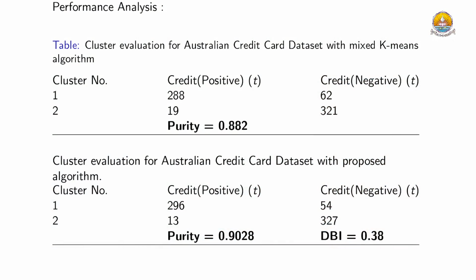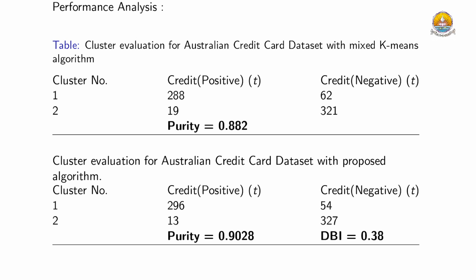Now this is our experimentation part. Due to lack of time, though in the paper we have given many more experiment results, here we are only showing the Australian dataset and the zoo dataset. The Australian credit card dataset is a heterogeneous dataset consisting of various types of attributes, and we clustered it into 2 clusters. For cluster number 1 and cluster number 2 together, we are getting purity equal to 0.882.